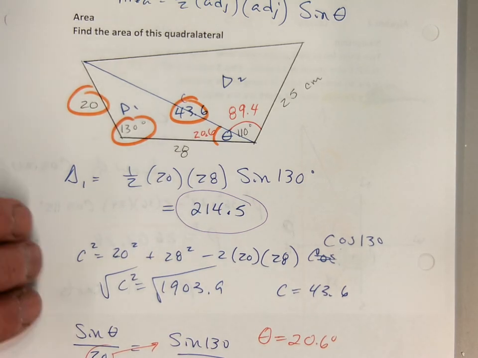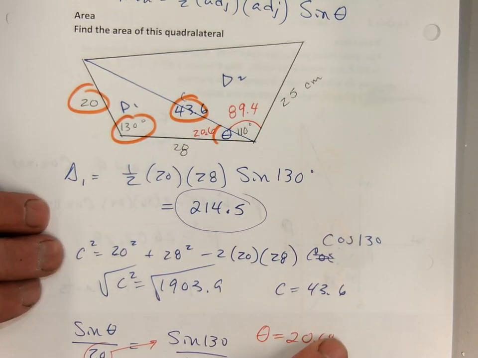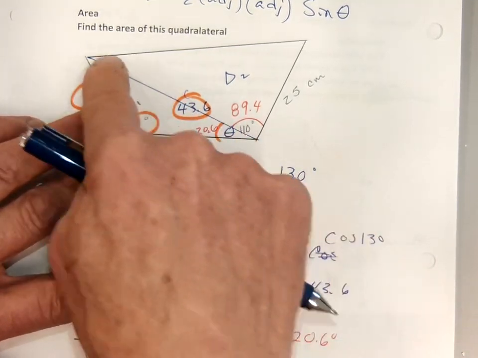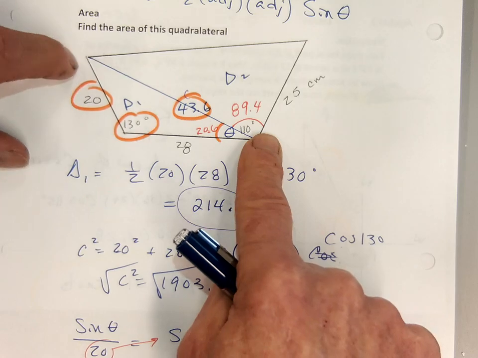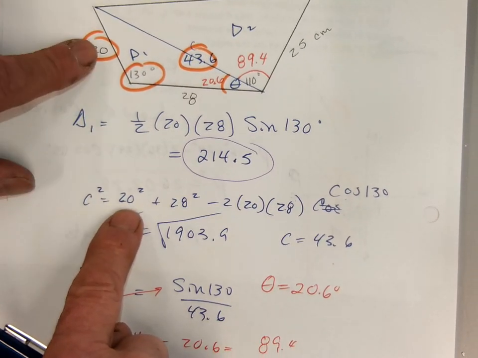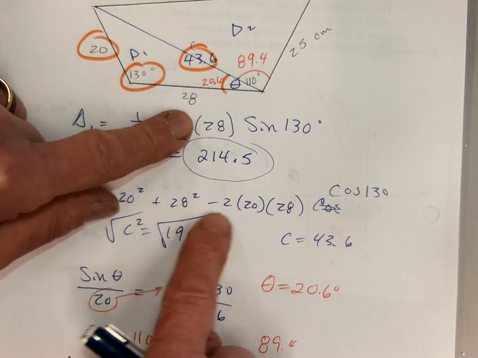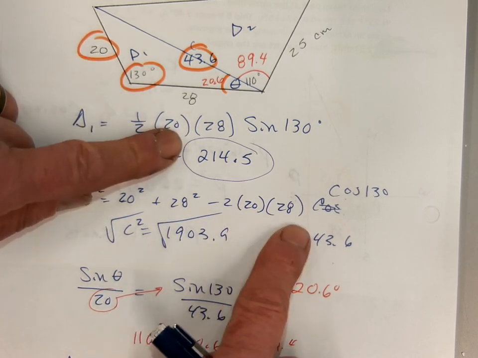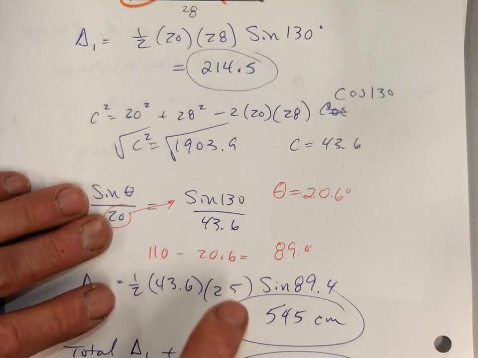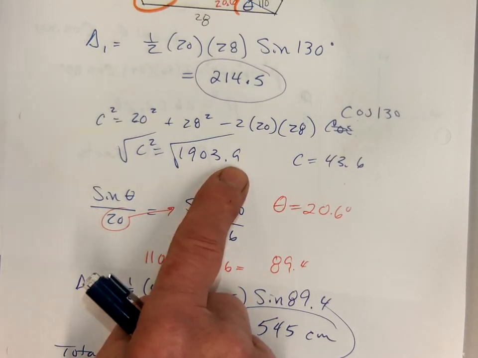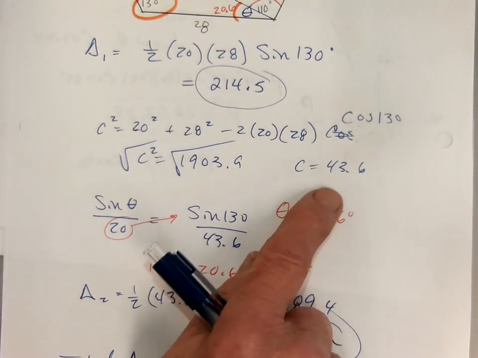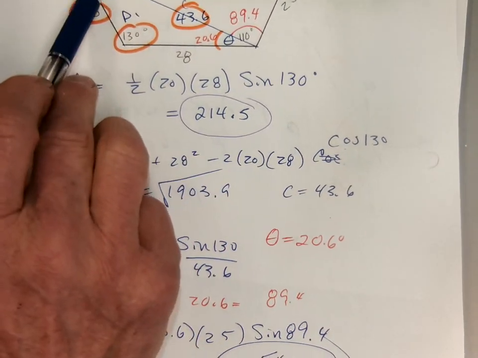Now, triangle 2, I don't know a lot about it. I don't have a lot of information. So the first thing I want to do is find this side, okay? I called it C. And for the first triangle, I've got my opposite squared equals my adjacent squared plus my other adjacent squared minus 2 times my adjacent times my other adjacent times the cosine of the angle 130. Put it in my calculator, and I got 1,903.9, but then it's C squared, so I took the square root of that. So 43.6 is the length of this diagonal.